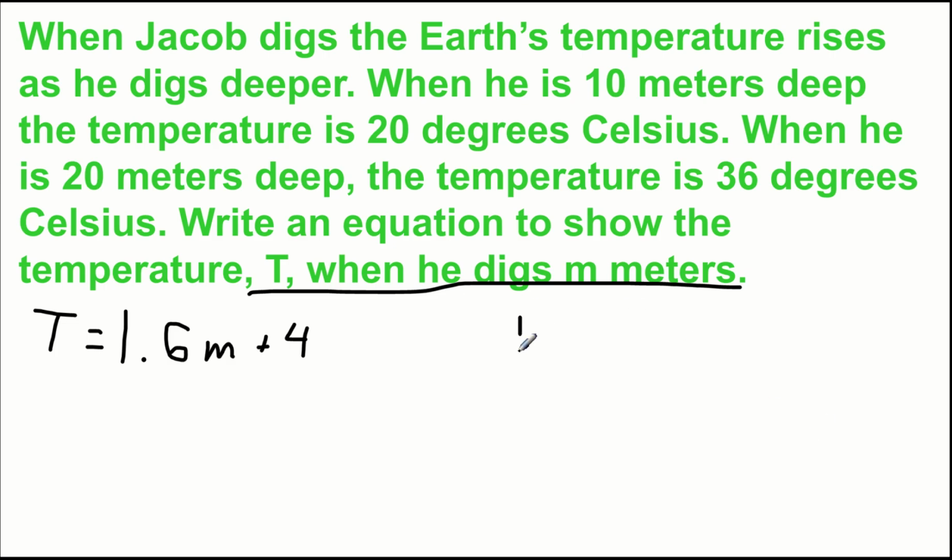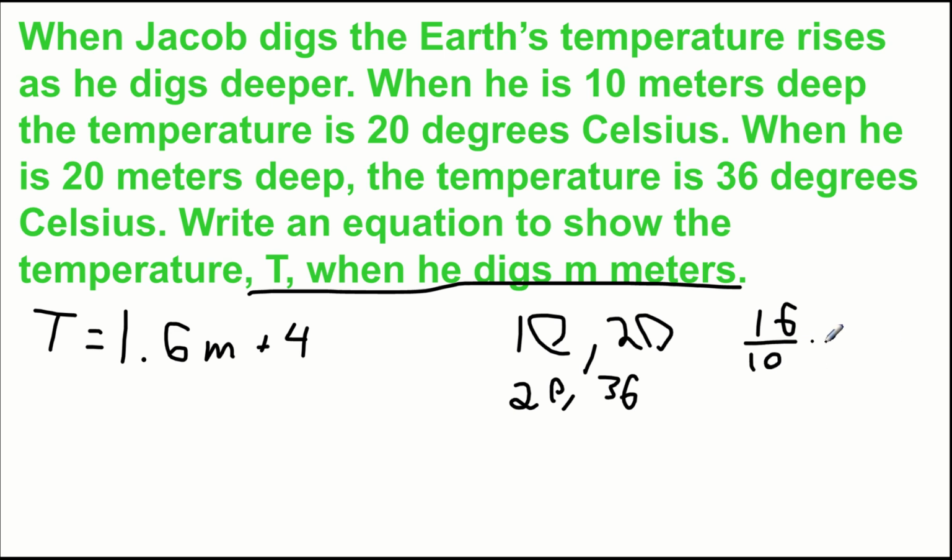All right, so our ordered pairs, we had 10 and 20. Then we had 20 and 36. So our change in y from 20 to 36 is 16. Change in x is 10. So that's like she said. We divide, we got 1.6.